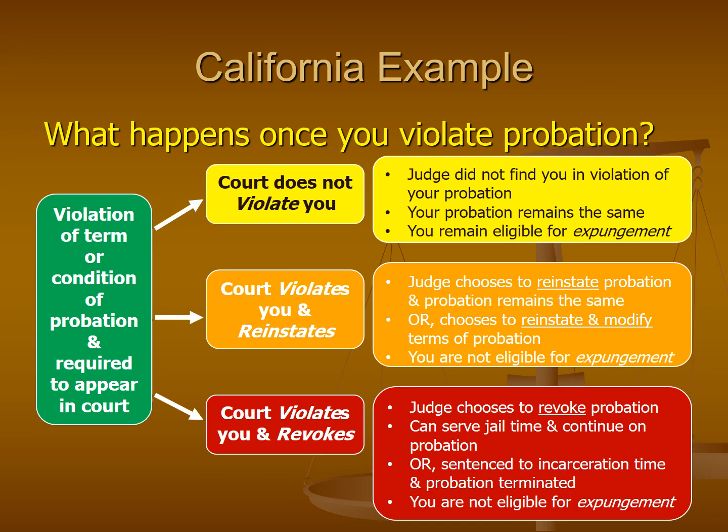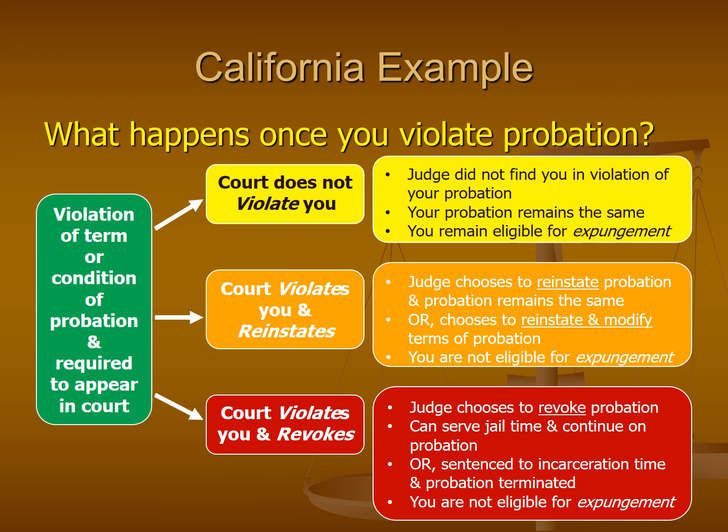The second approach that the court may go with is what we see there in the orangish boxes in the middle. In this case, the court violates you, finds that there's enough evidence to declare that you have quote unquote violated your probation, but they choose to reinstate you. So what does this mean? The judge finds that you've been in violation of your probation, but the judge can either choose to reinstate your probation and your probation remains the same.